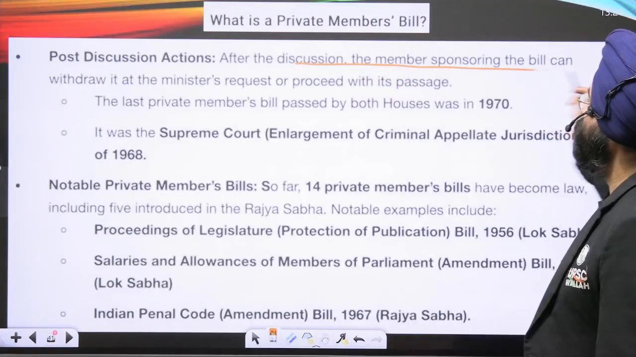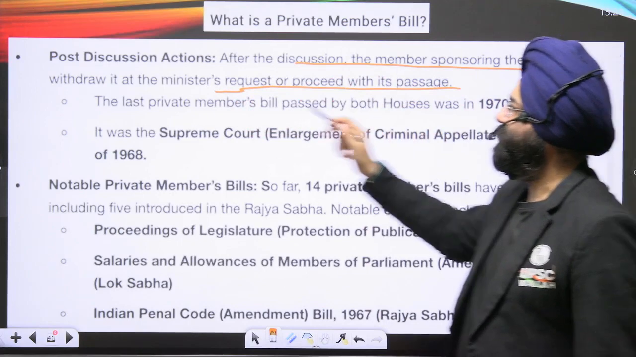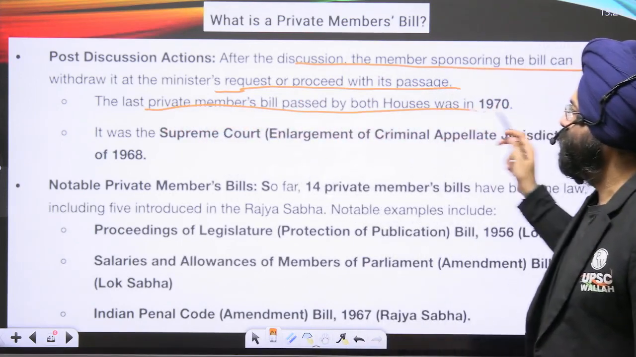Moving ahead, post-discussion action. After the discussion, the member responsible for a bill can withdraw it at a minister's request and proceed with the passage. The last private member bill passed by both the houses was in 1970.